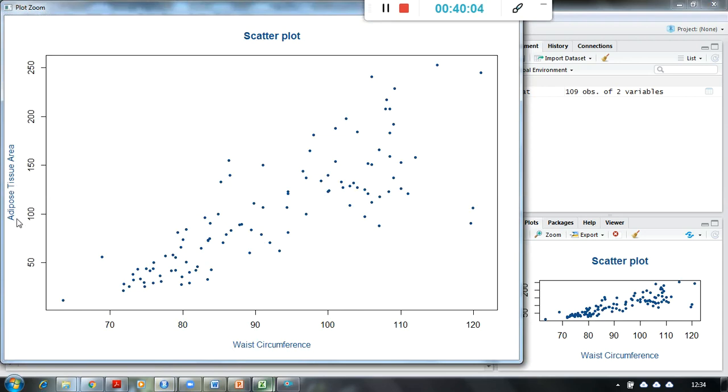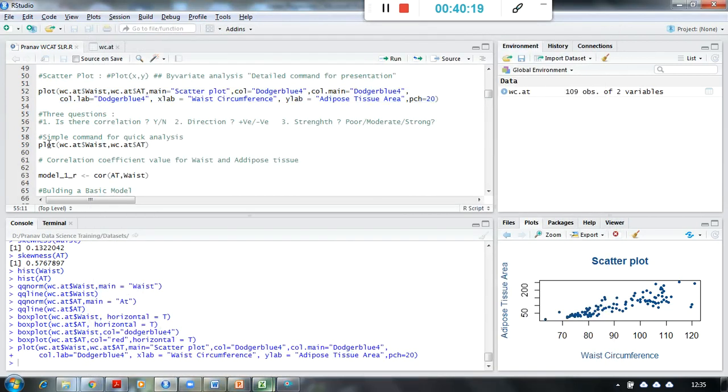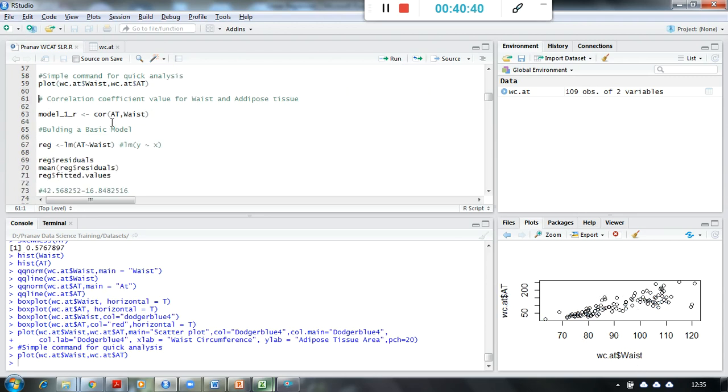But look at that, I have written the labeling in a proper way, used a few colors, and given the main heading, so it is very good for presentation when you go to your client. And instead of this entire command, I can simply use plot(WC$Waist, WC$AT), that is waist versus AT. This is what we plotted earlier, and you see there are no labels. Alright, so these are some basic steps.